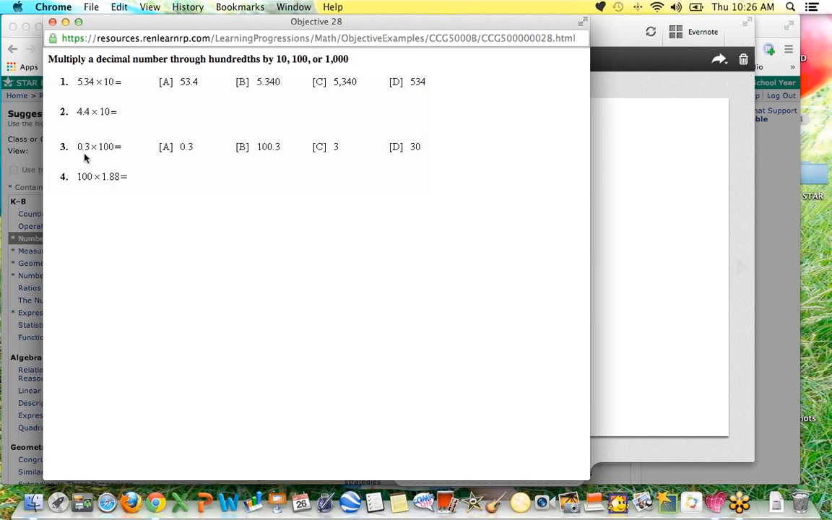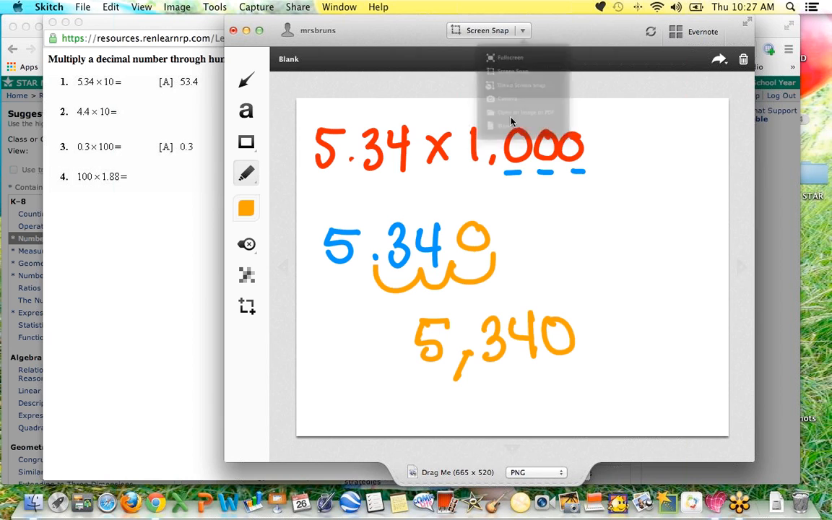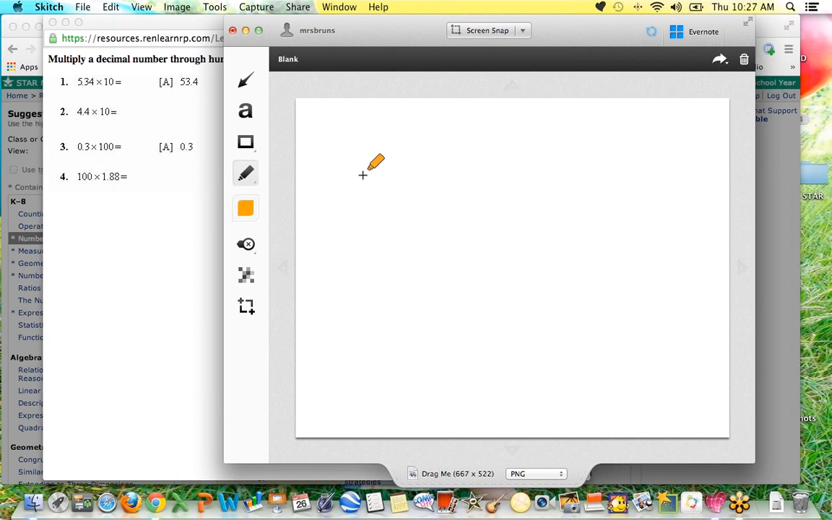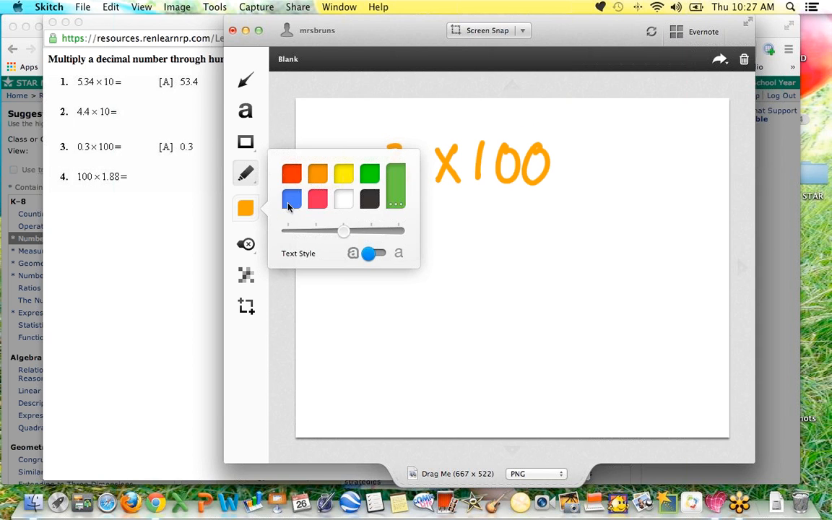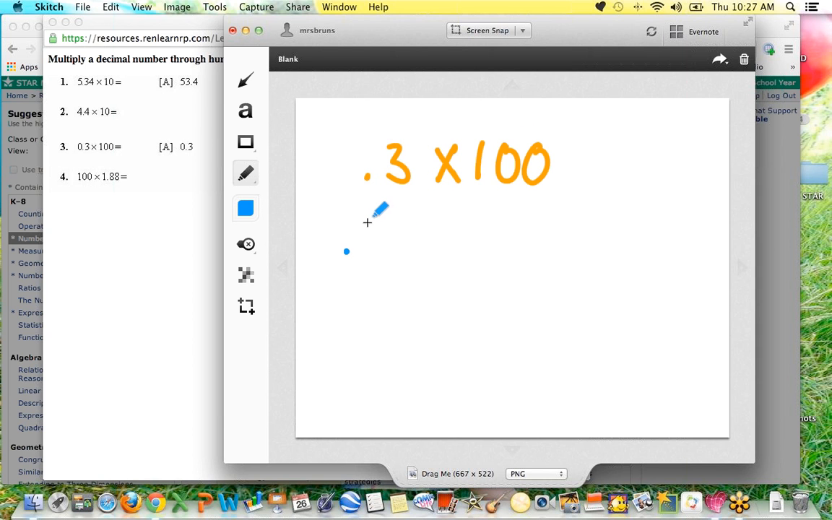All right, let's move on to number 3. 0.3, or I should say 3/10 times 100. Move your decimal place over 2 times. Make it 100 times bigger. Okay, so let me show this one just in case. 0.3 times 100. I have to move my decimal place over 2 times. So 1, 2. Add my 0, and what is my answer? 30. Okay. That one was kind of tricky.